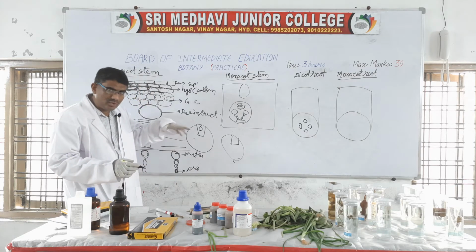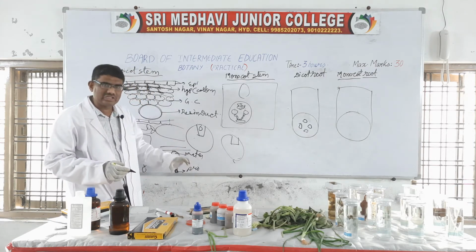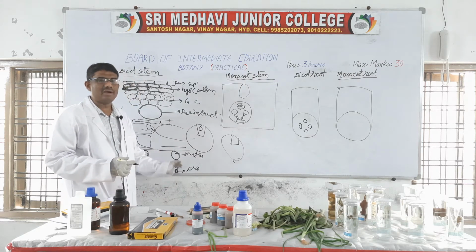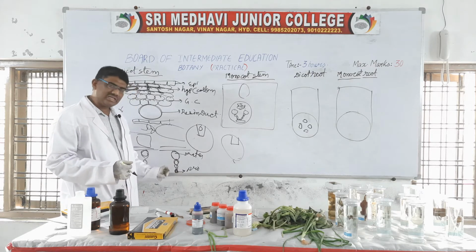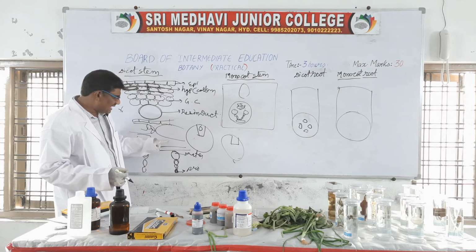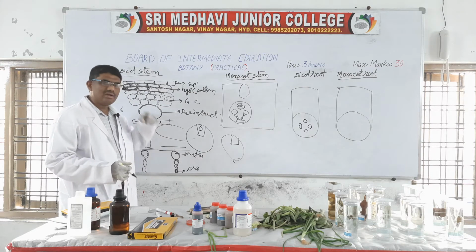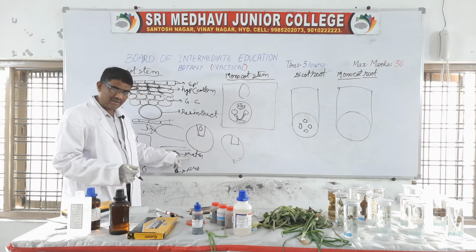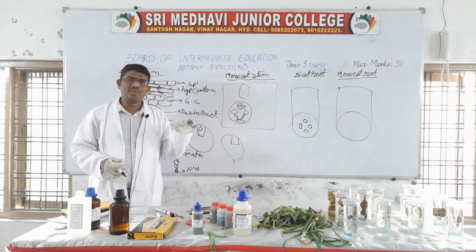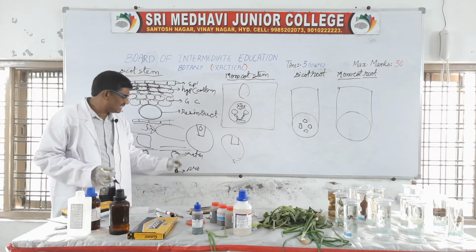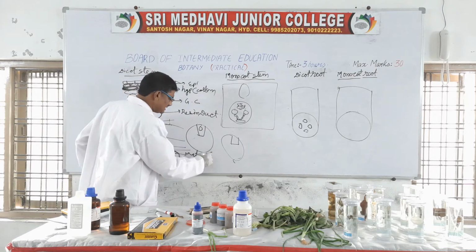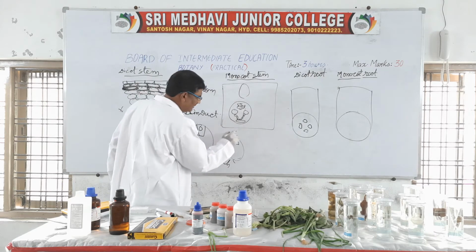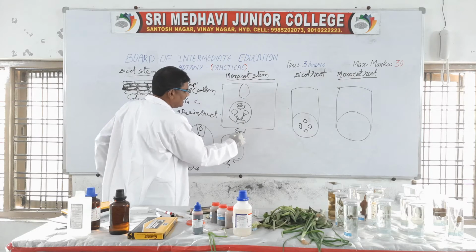The protoxylem towards the medulla is called endarch condition. When the protoxylem is in the middle or center, the medulla or pith side, it is called endarch condition. Both are the same; you can take either protoxylem or metaxylem. When we observe that the protoxylem is towards the center, it is called endarch condition. Both dicot stem and monocot stem contain endarch condition.